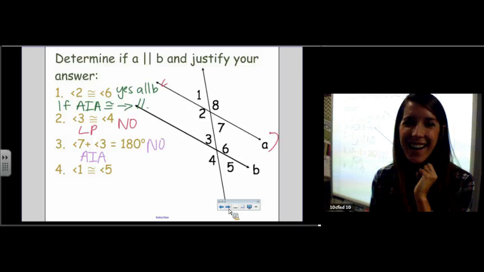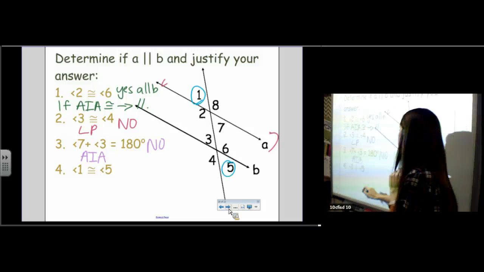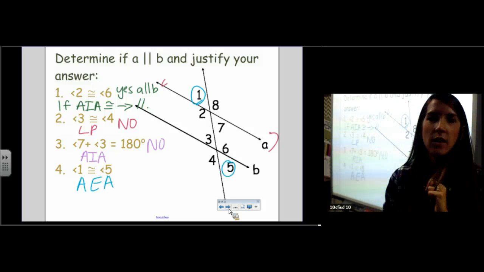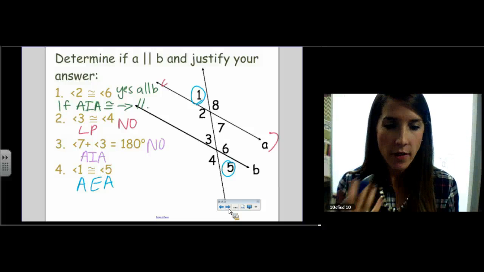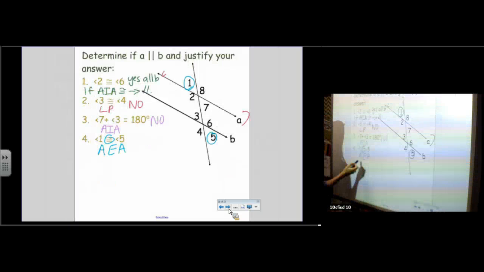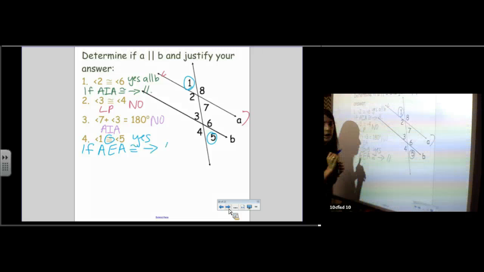Angle 1 and angle 5. Alternate exterior angles. That doesn't start with an S. That means they're supposed to be congruent. Are they doing what they're supposed to be doing? Congruent. Check. So this one's a yes. And our answer is if alternate exterior angles are congruent, then our lines are parallel.